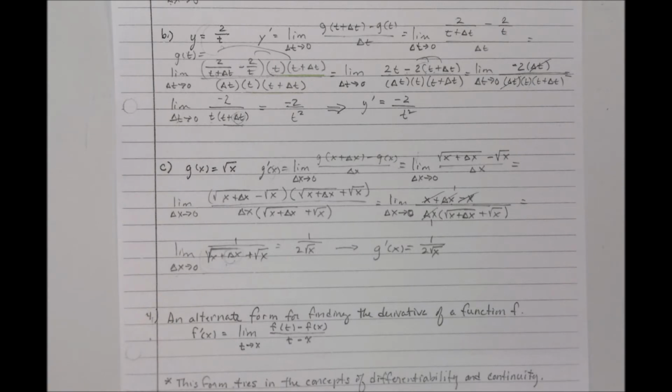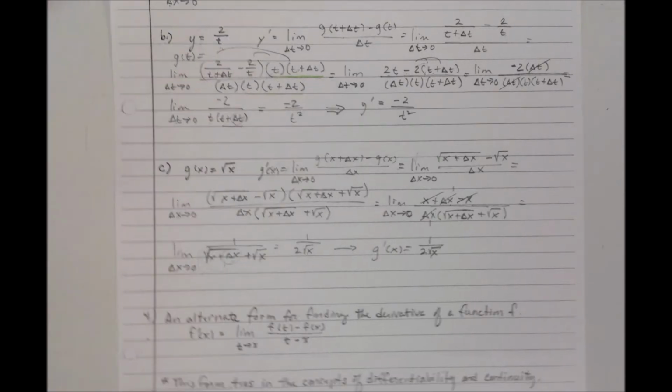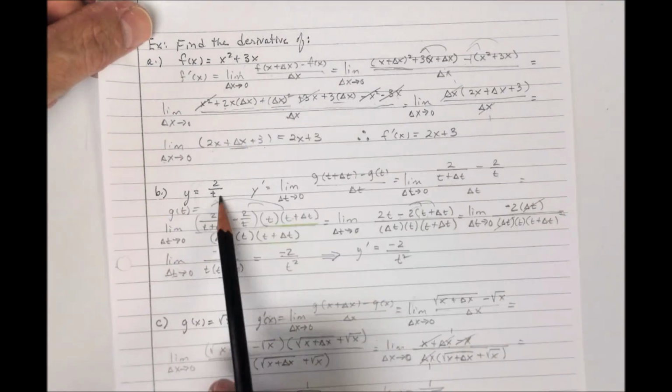Lots of work there. Now I showed you an example of the 3 main types that you'll most likely come across in this particular section when you're finding derivatives. You have a polynomial, you have a rational, and you have a radical.